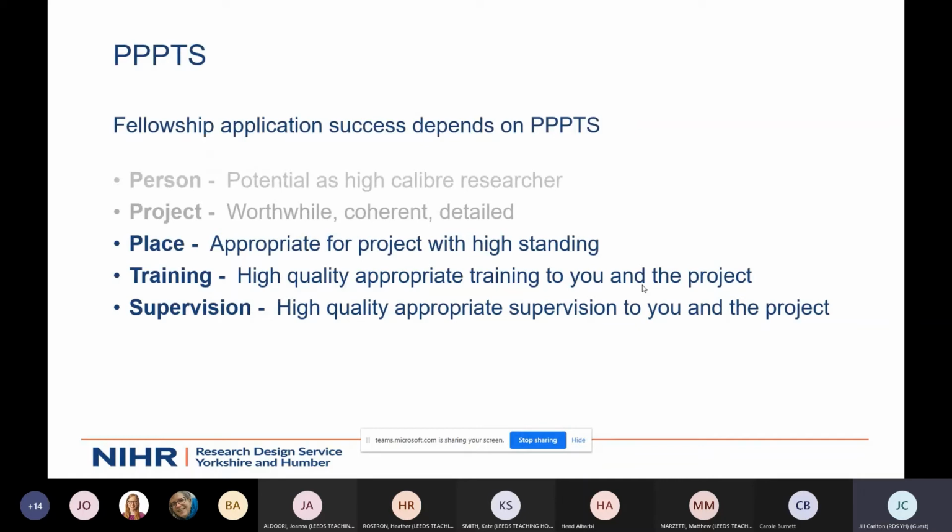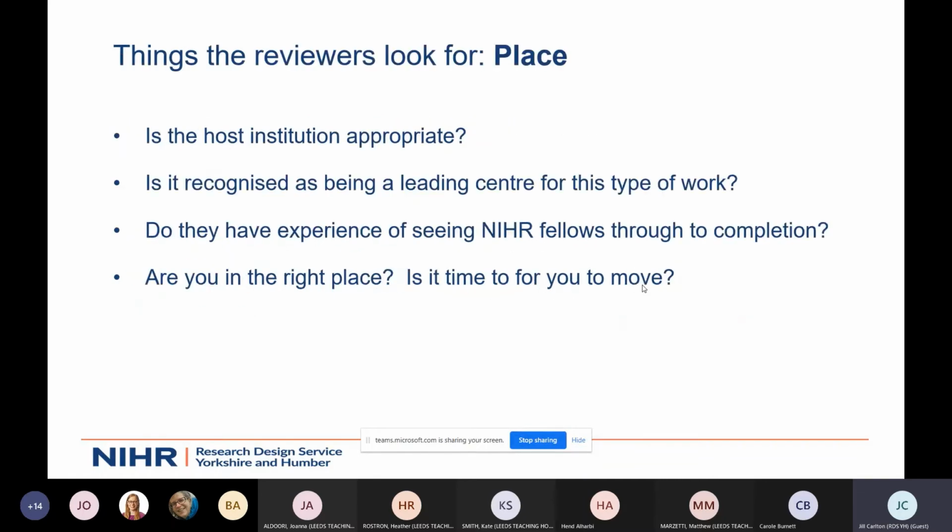So in terms of what else reviewers look for, well, we mentioned the place. So there are things to consider here in terms of your host institution, the host academic institution. Is it already a leading centre for this type of work? Say, for example, you want to do a project around paediatric health, and you currently work in care of the elderly. You may not necessarily be best placed where you are, and the same can be said around academic institutions. Some academic institutions are more recognised for some types of work rather than others.